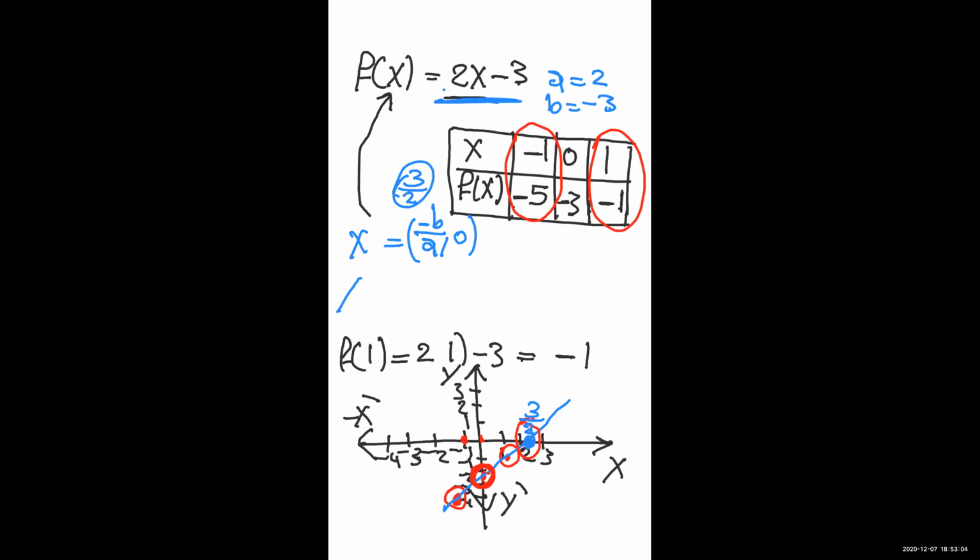Then what about the intersection with y-axis? Intersection with y-axis means that there is no x coordinate, so 0 and something. In this case, it will be 0 and b. So 0 and b means 0 and -3. We got it here. And this one, we said that it will be 3 over 2 and 0. So 0 and -3, this point here, which we already got from the table. So this point is the intersection with y-axis.